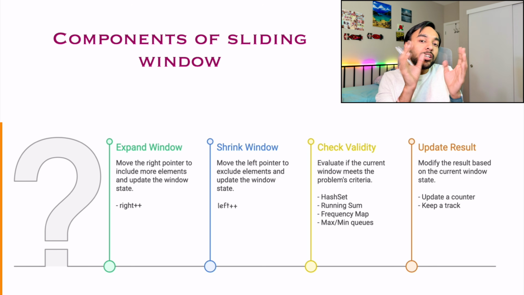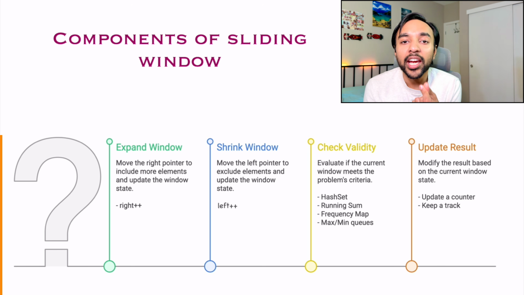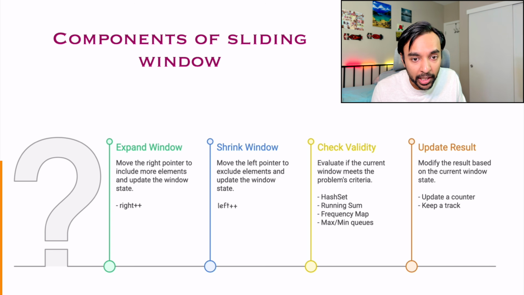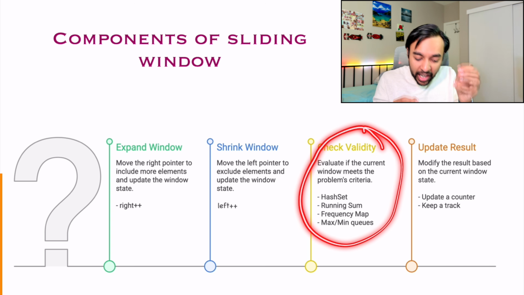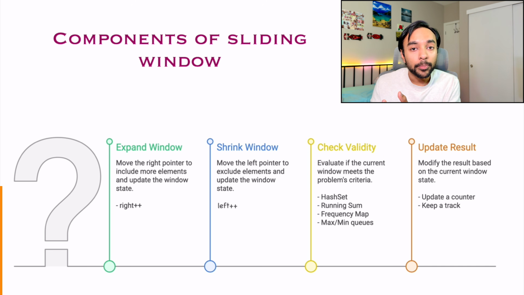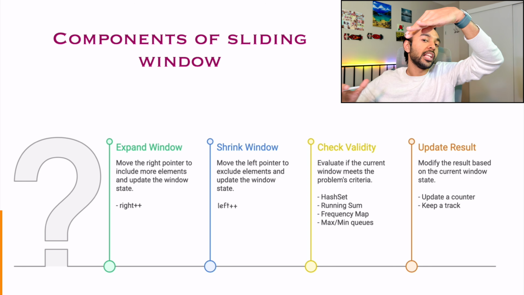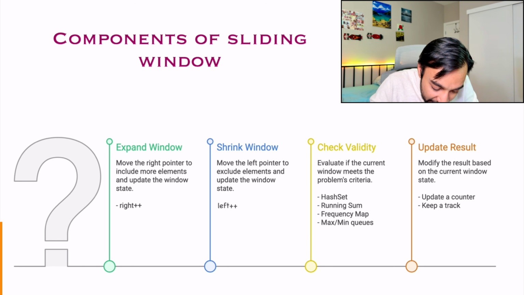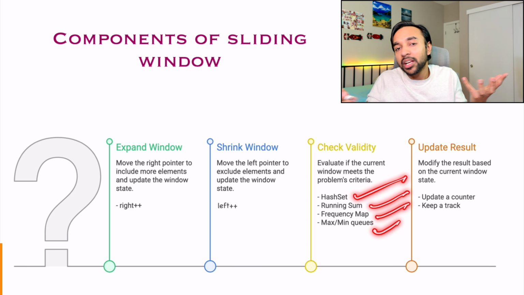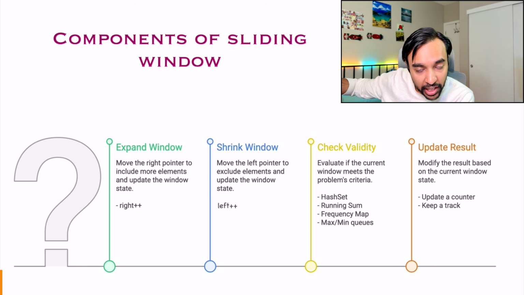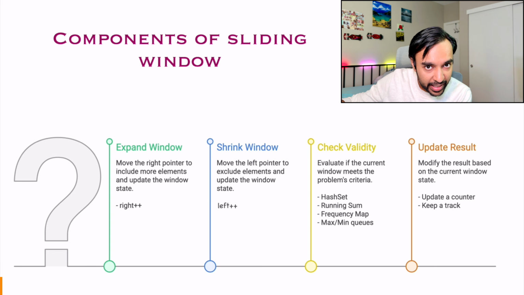Basically, you are trying to maintain the state. You are trying to maintain the particular condition that is being asked in your problem statement. So you are trying to validate, is your window valid or not? And based upon that, you are increasing the length of your window or reducing the length. To maintain this state, you can use a hash set, a running sum, a frequency map, or min and max queues. And while you're doing all of this, you need to make sure that you reach the very end of your array. It means you have completed the entire scan.